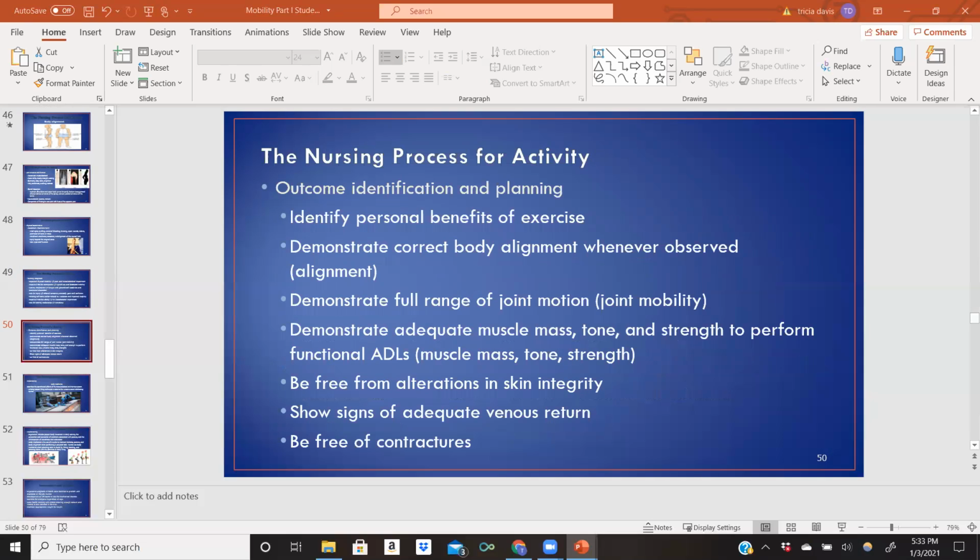So the outcome, identification and planning. For activity issues, you want to identify personal benefits of exercise. You want the patient to demonstrate correct body alignment when observed. You want the patient to demonstrate full range of joint motion and joint mobility. You want your patients to demonstrate adequate muscle mass, tone, and strength to be able to perform their ADLs in a functional manner. You want to be free from alterations in skin integrity.